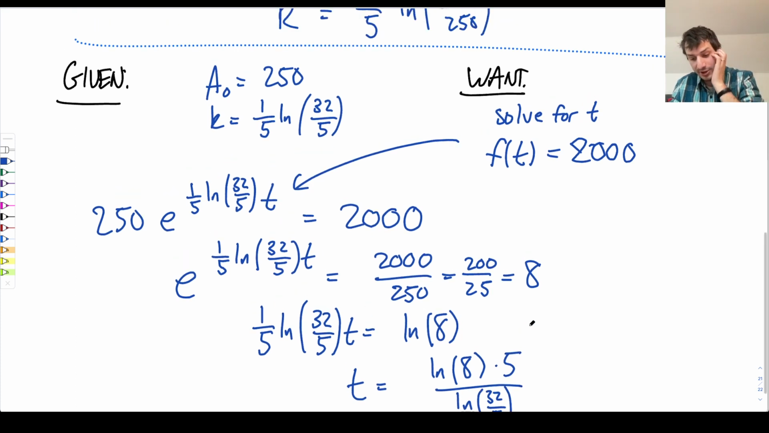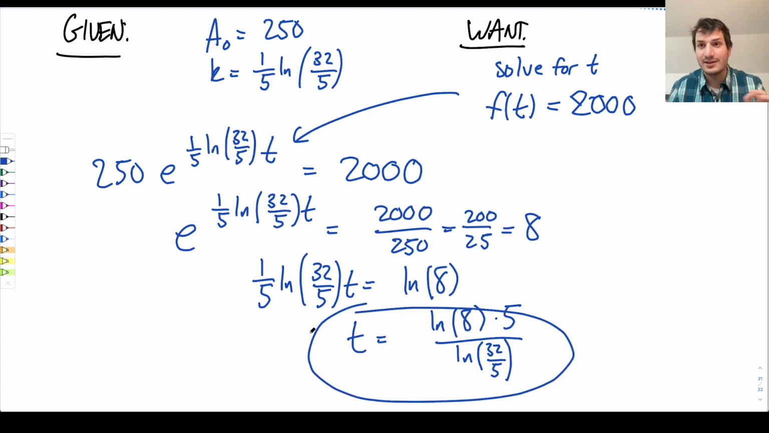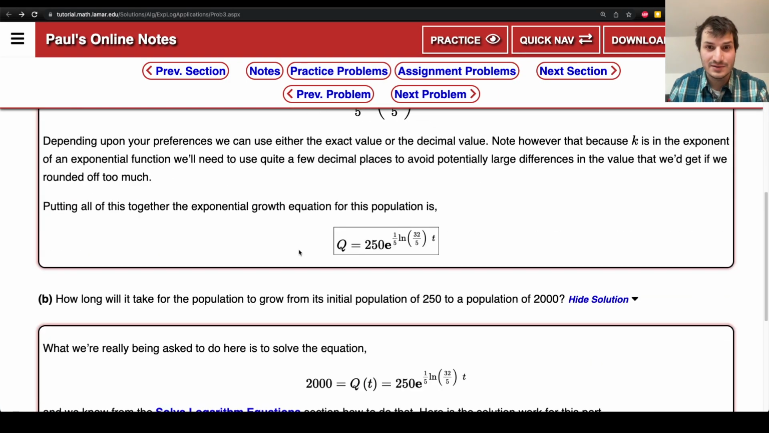Okay, and you could simplify this in some ways, but I think it's safer to just leave it like that. So for example, the ln of 32 over 5 is the ln of 32 minus the ln of 5, but I would just leave it like this. This is what I would get. Let's put it in our calculator and see what it is. Actually, I'm not going to put it in my calculator. I'm going to peek at the solution and see if they got the same thing.